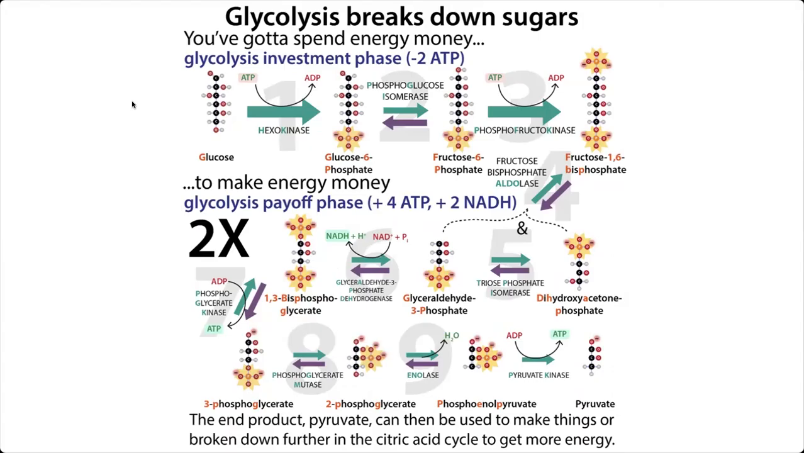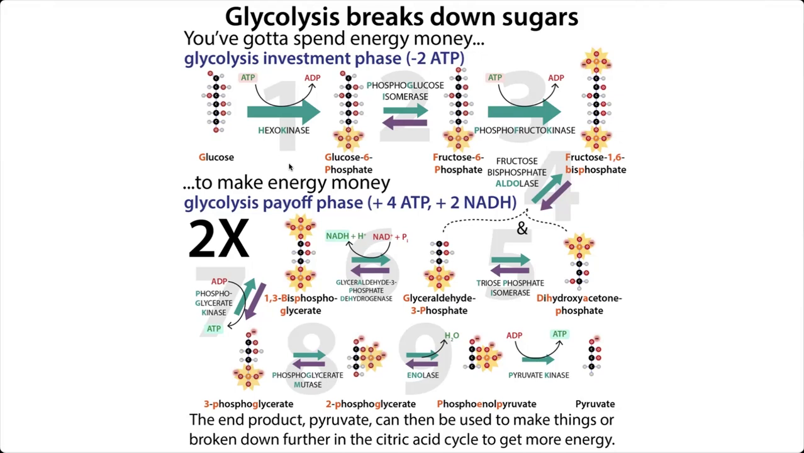Glycolysis happens through two main phases. We have the energy investment phase, where we're going to have to spend 2 ATP. And then we have the energy payoff phase, where we're going to produce 4 ATP and 2 NADH. On net, therefore, we spent 2, we made 4, so we have 2 ATP on net and 2 NADH on net.